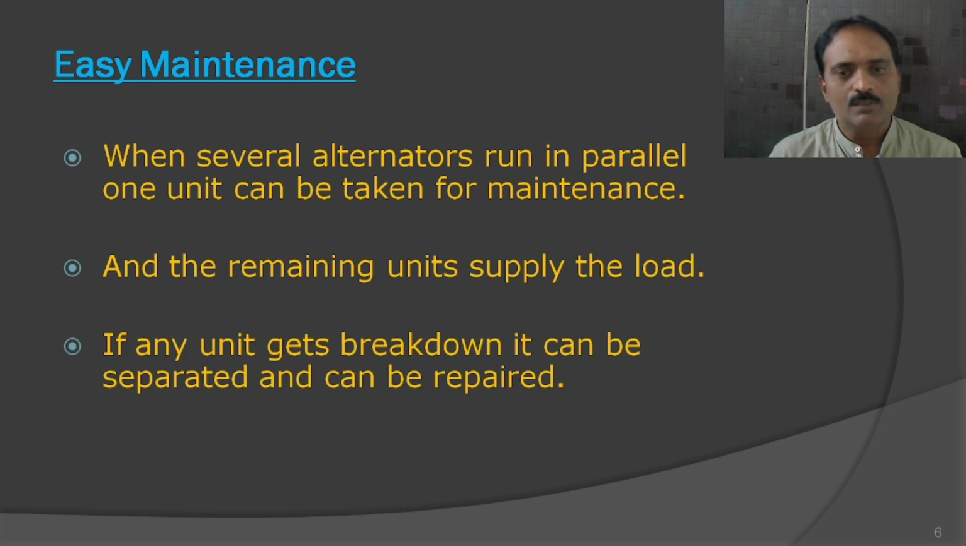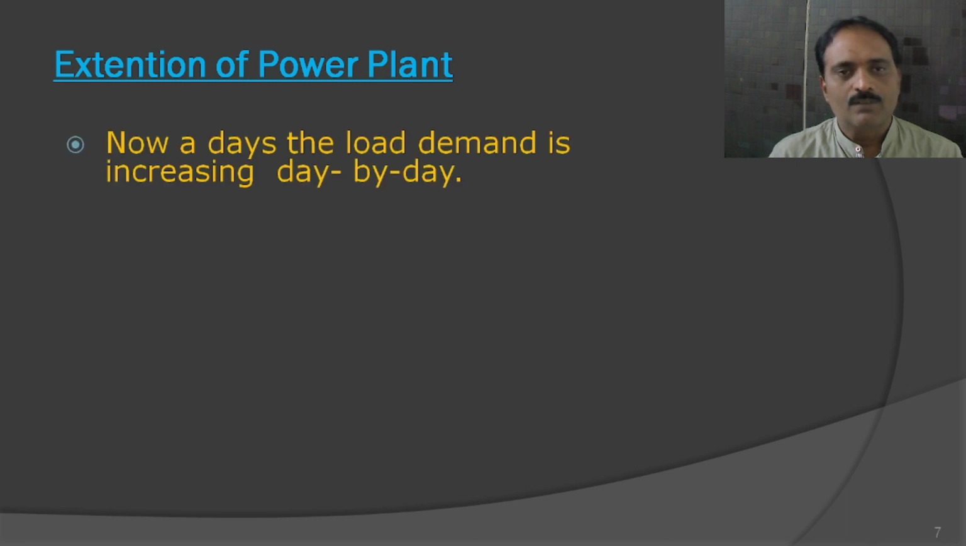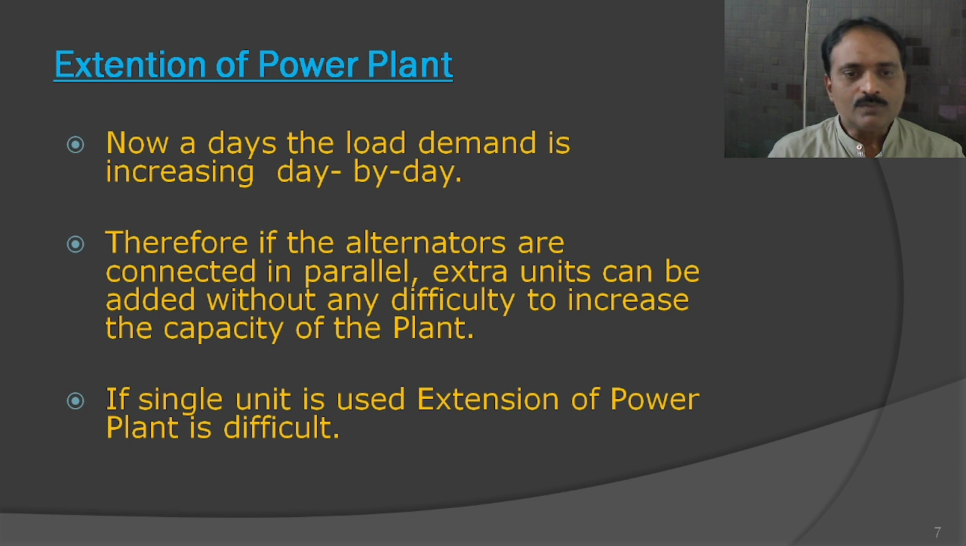The maintenance also will be easy for us. And already I told you about the extension of the power plant. So to meet the future demand requirement, it is almost essential to run the alternators in parallel, so that we can add extra units to the bus bars, so that they can share the extra amount of load. So if a single unit is used, the extension of the power plant will be difficult, because only one alternator has to bear the entire load, which is highly difficult.